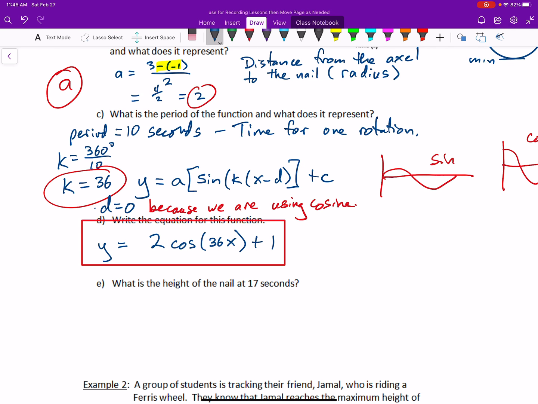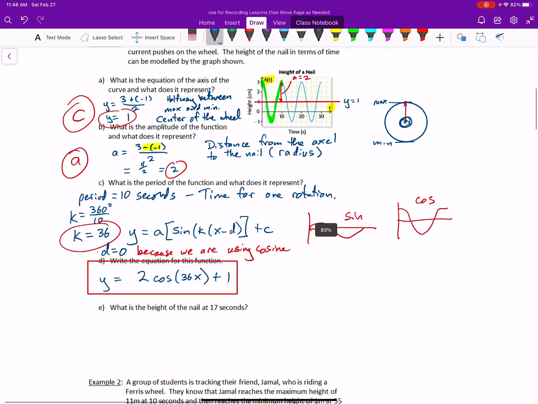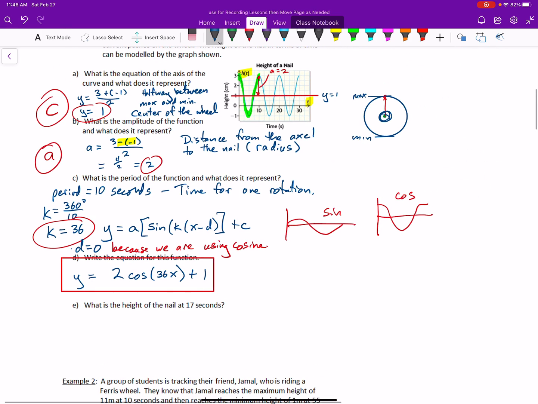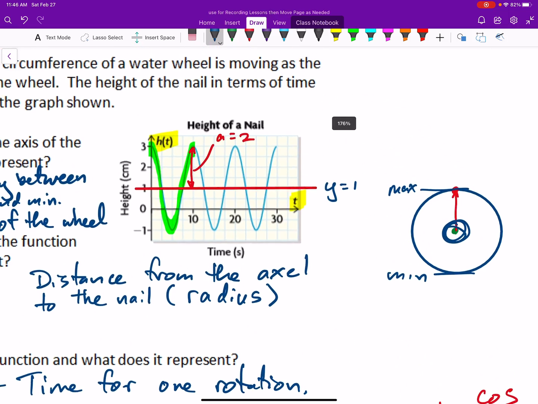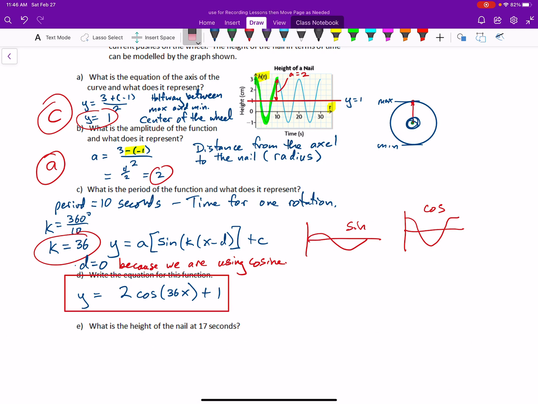Now I can use that equation to answer questions like part E. What's the height of the nail at 17 seconds? Again, I default to x and y, but in terms of this graph, it's height versus time. So maybe I should stick to those. I'm going to replace x and y with h of t and t so that I'm consistent with the variables.